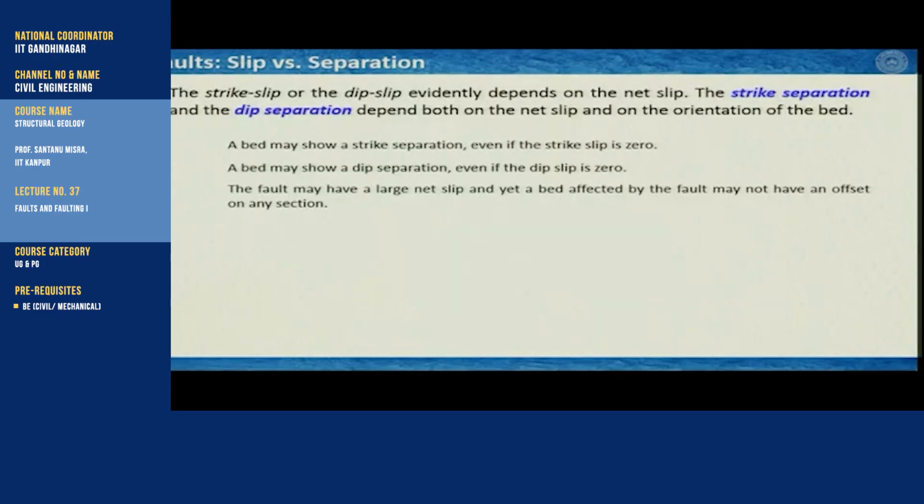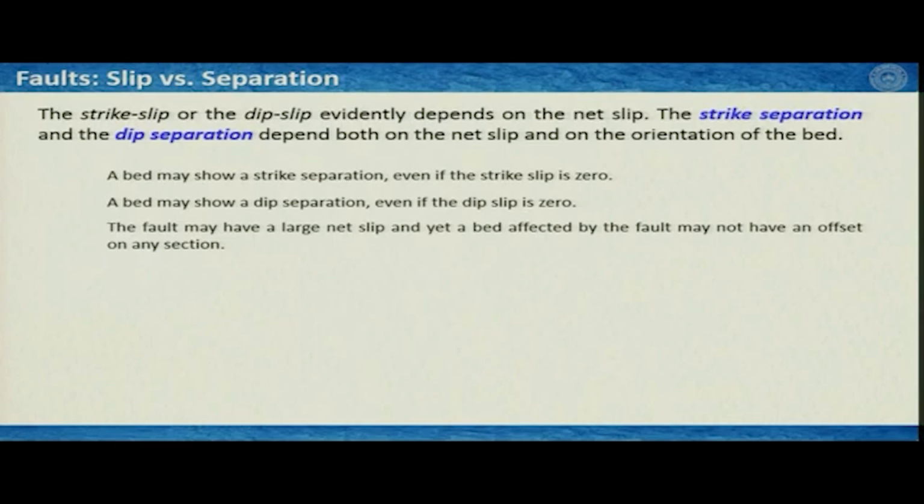So, the strike slip or dip slip evidently depends on the net slip, that is for sure, but the strike separation and the dip separation depend both on the net slip and at the same time the orientation of the bed with respect to the fault plane. For example, a bed may show a strike separation even if the strike slip is 0. I try to draw it, but you can also try it by yourself. So, for example, I can consider a fault like this. I draw a normal fault.